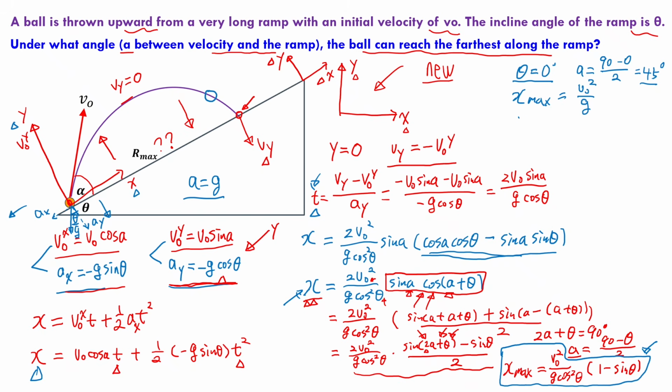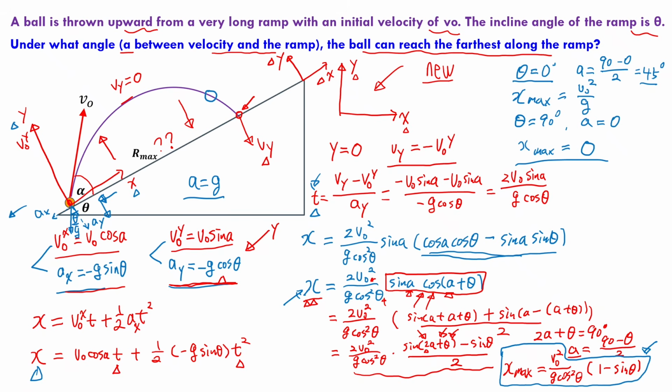What about when theta is 90 degrees? In that case, alpha is 0 degrees, and my maximum displacement along the ramp is 0. This also makes sense, because if theta becomes 90 degrees, that means your ramp is basically vertical, so the ball will never hit the ramp.